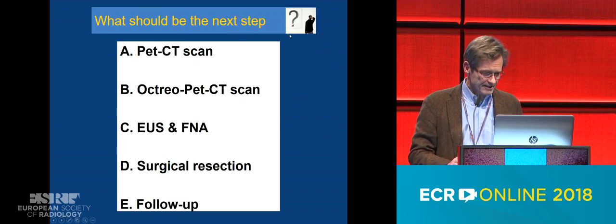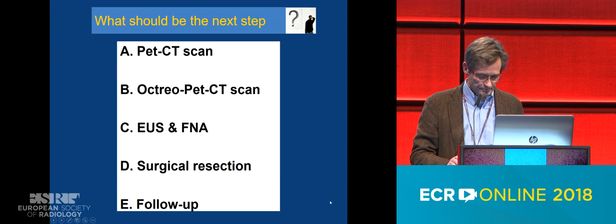So what should be the next step? Should we go for a PET-CT, an octreo-PET-CT, again a new FNA, immediately do a surgical resection, or should we do a follow-up? Please vote.